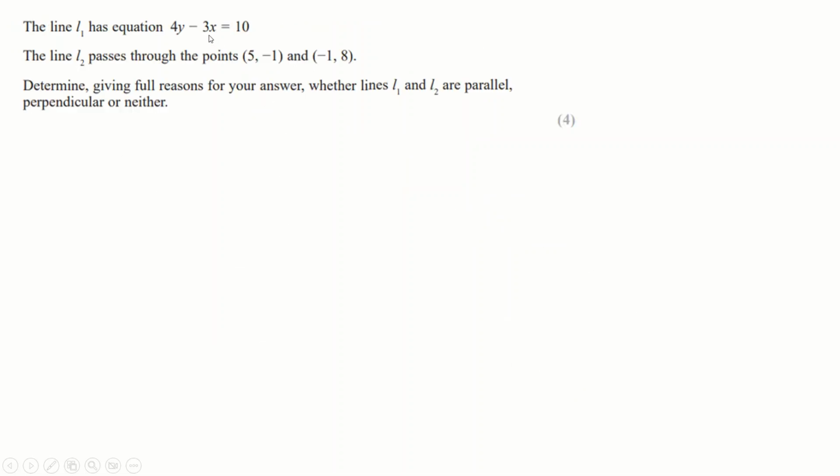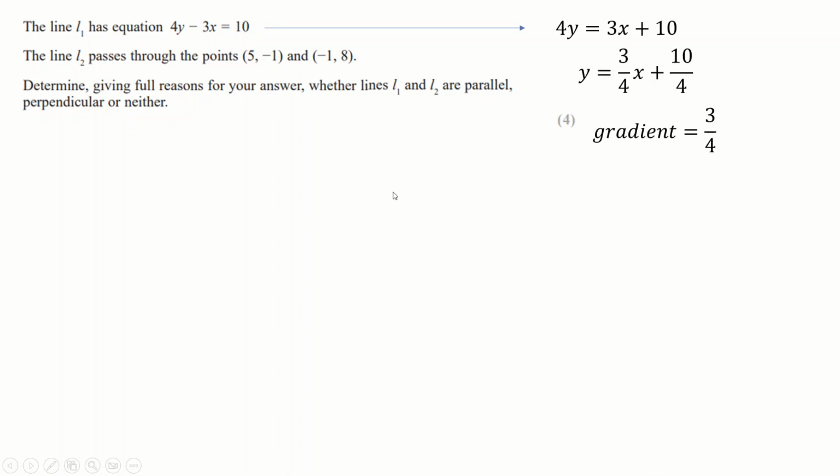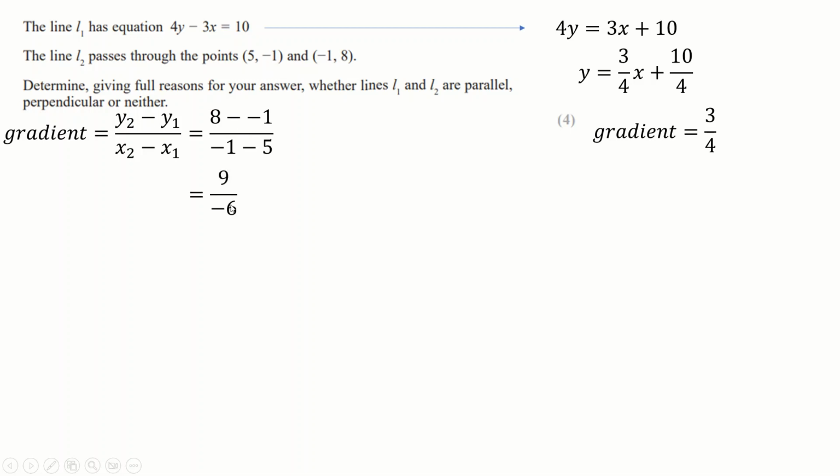Just take this one and rearrange it, add 3x, and then divide by 4, and we get a gradient of 3/4. And then we take this one. I think most people just learn y2 minus y1 over x2 minus x1. I tend to just draw a very quick picture and do rise over run, but that's just me. You get this, just remember 8 minus minus 1 will be positive 9, right? And then this is more usually written as minus 3 over 2.